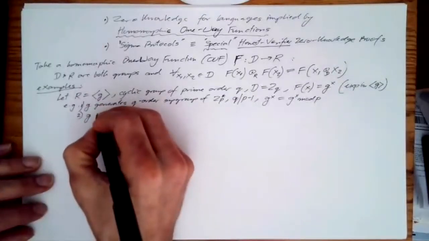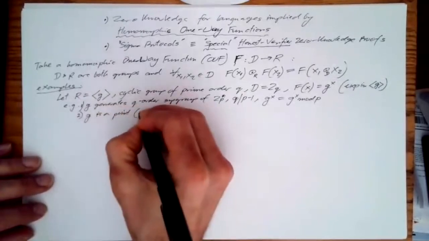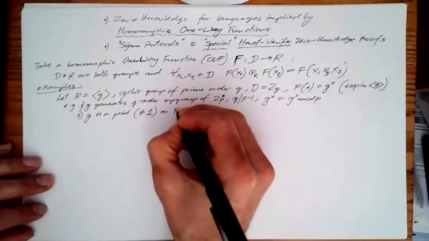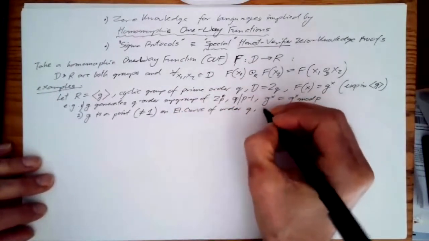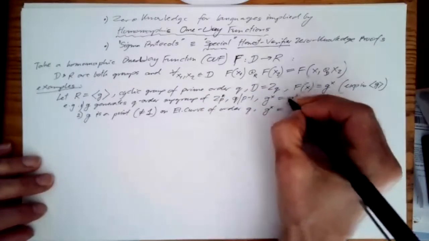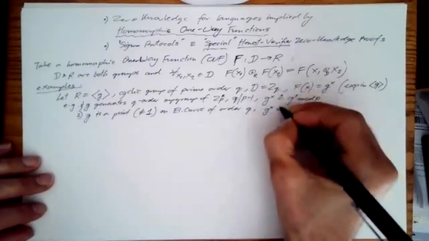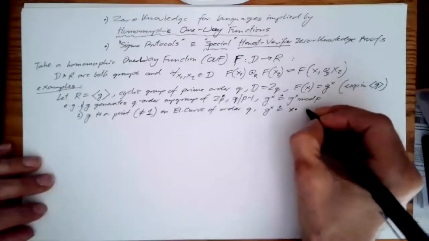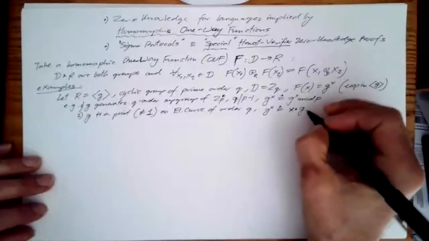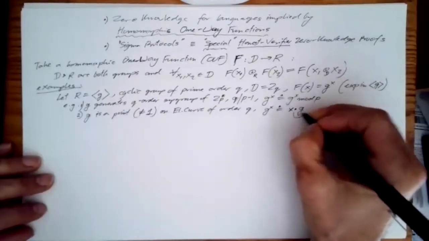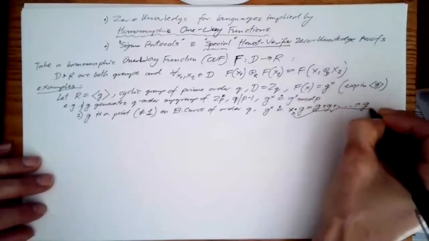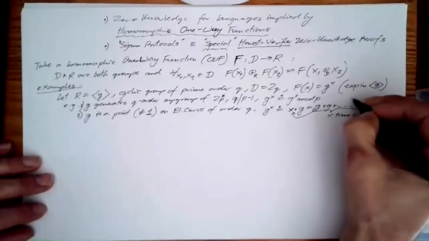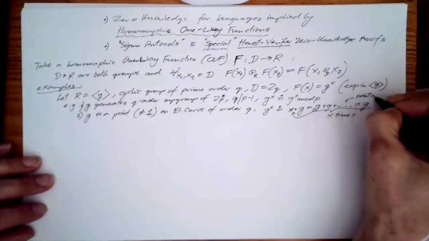Second, G is a point not equal to the identity on an elliptic curve of prime order Q, and G to the X is really defined as multiplication of point G. In other words, point plus point plus point, X times, and these are point addition over the elliptic curve.